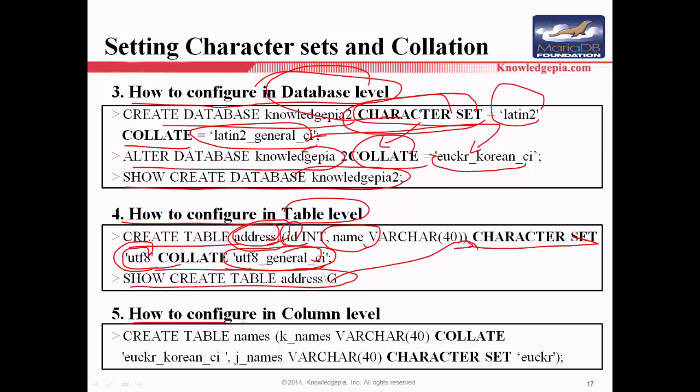Number five, how to configure at the column level. For each column, we can also define the character set and collation. For example, now I want to create a table named k_names. This is a column. For this column, I can define collate here, euckr_korean_ci. J names also is a column, also character set euckr, like this. So for each column, we can define the character set and collation separately.